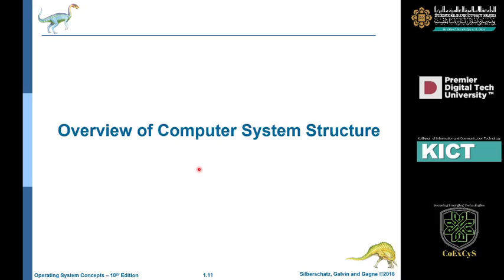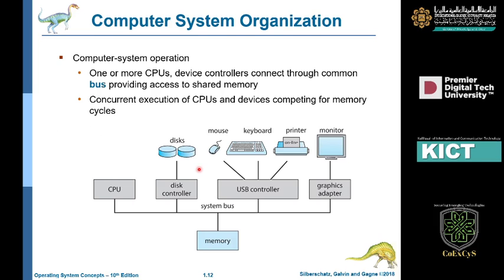Okay, so let's continue with our overview of the computer system structure. If you look into a computer system operation, in most cases today there exists at least one CPU, two CPUs, or multi-core CPUs. It's connected to a disk controller or some kind of device controllers. It can be a disk controller, USB controller, graphic adapter, or other kinds of controllers that help interface other devices.